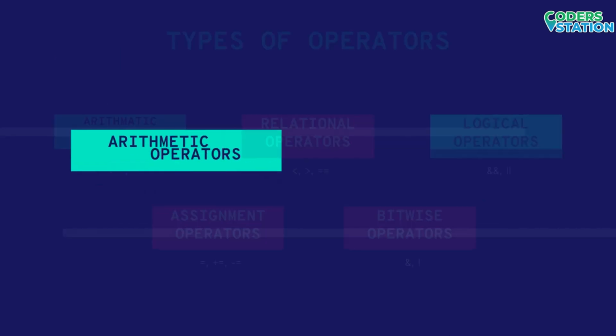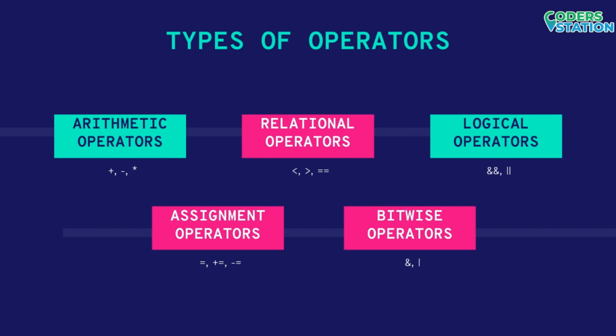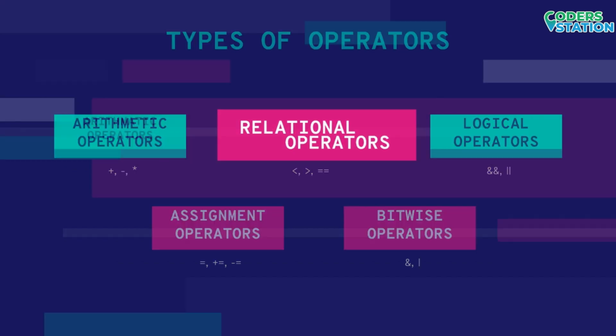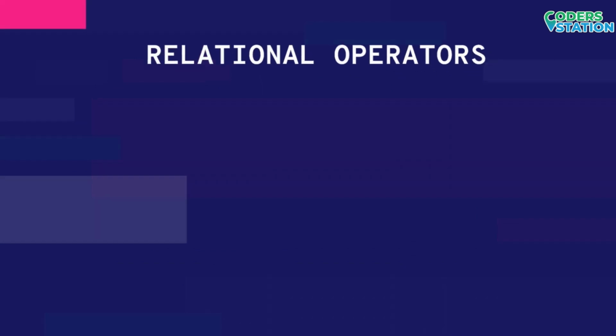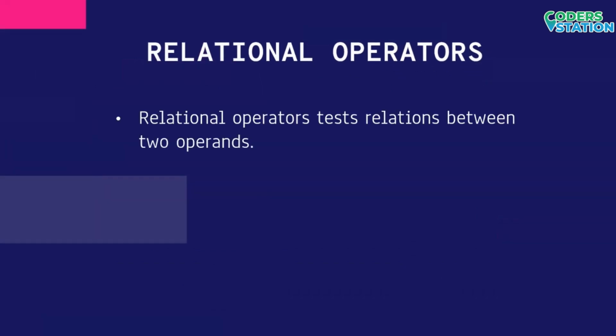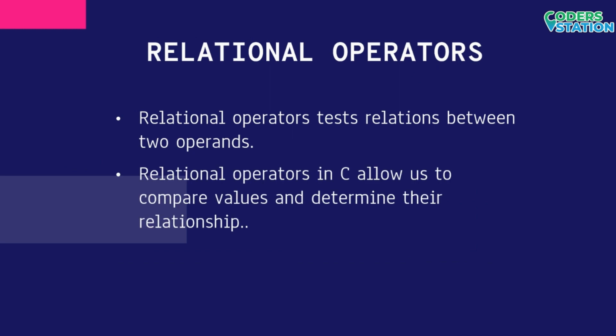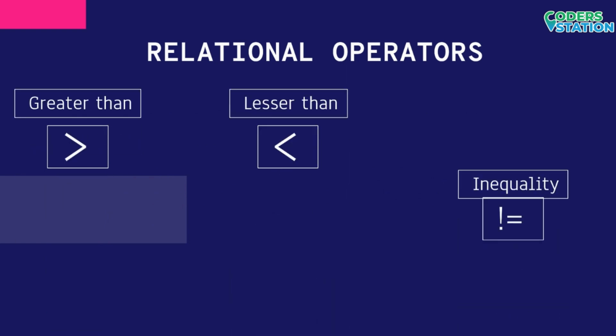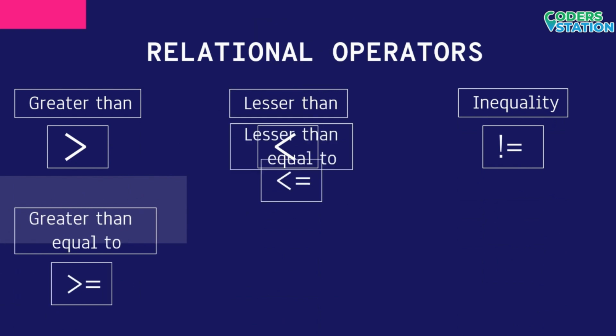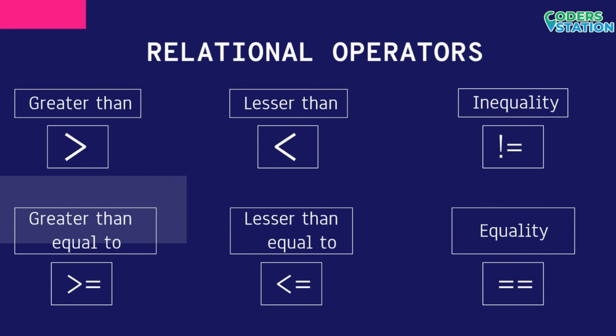So let's get started. These are the types of operators available in C. In our last video, we covered arithmetic operators, and today we will be seeing relational operators. As per the definition, relational operators test relations between two operands, which means they compare values and determine their relationship. They also play a crucial role in decision making and control flow in C. They include greater than, less than, inequality, greater than or equal to, less than or equal to, and equality operators. These are the types included in relational operators.